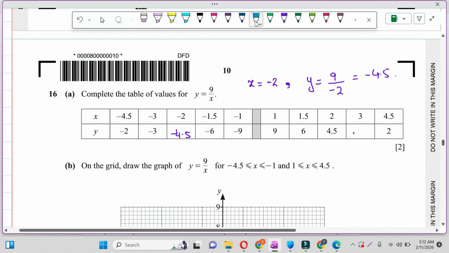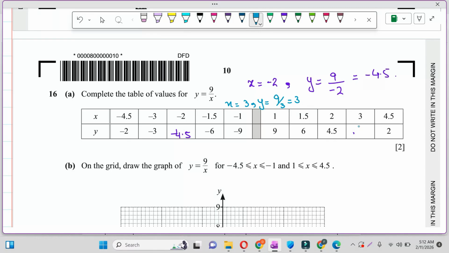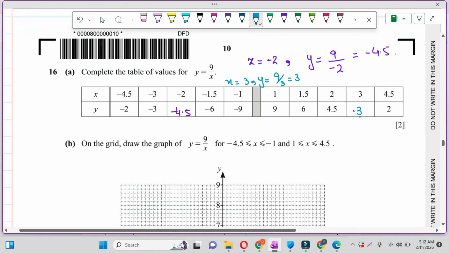Now plug in the value x equals 3. So the y coordinate is equal to 9 over x, meaning 9 over 3, which is equal to 3. So we can say that the y coordinate is 3 corresponding to the x coordinate 3.